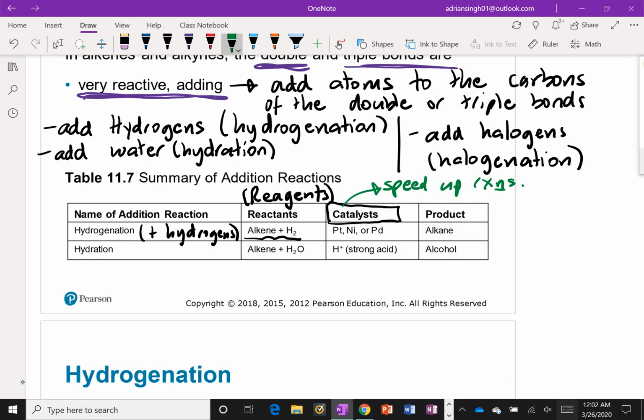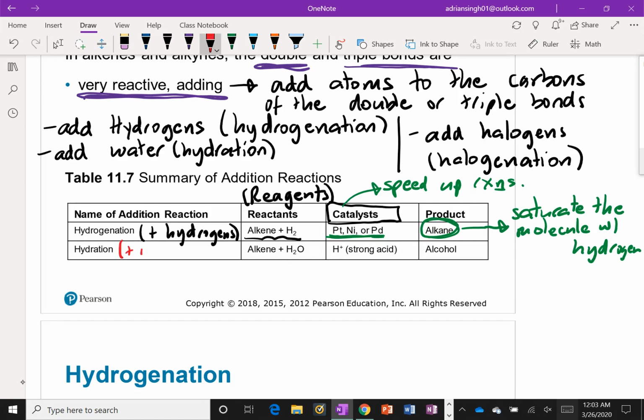So in a hydrogenation reaction, we're going to need a metal catalyst like either platinum or nickel or palladium. And if we react an alkene with hydrogen in the presence of any of these catalysts, we end up making the corresponding alkane. All right, so in other words, we end up saturating the alkene with hydrogens by adding as many hydrogens as it can accommodate.